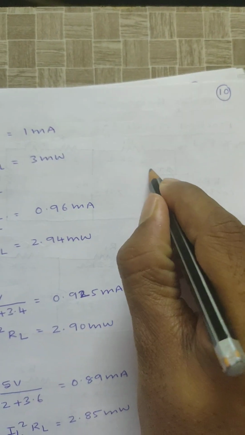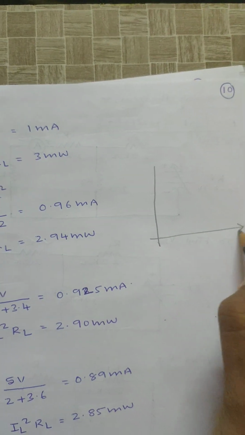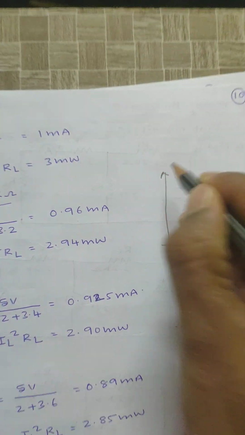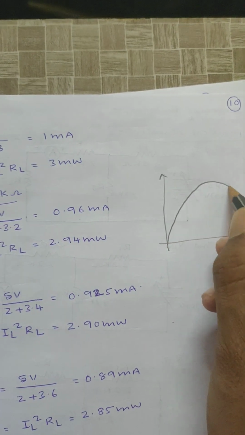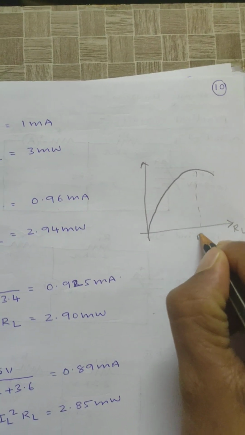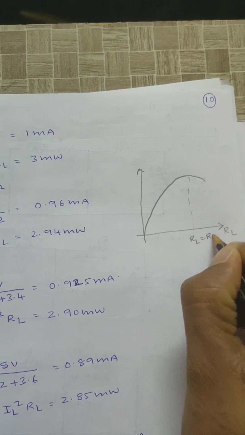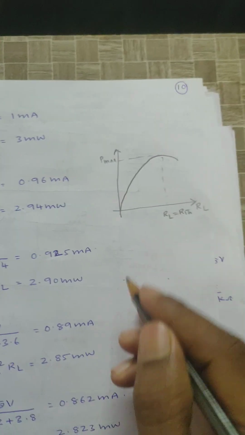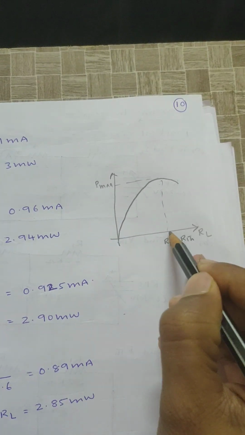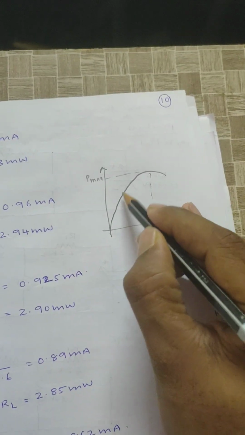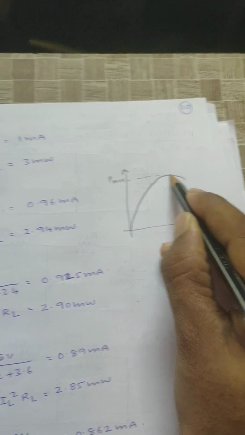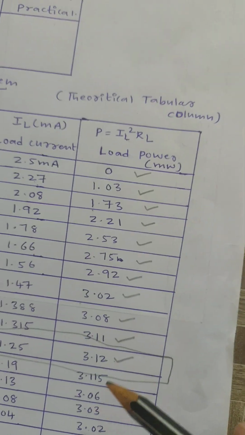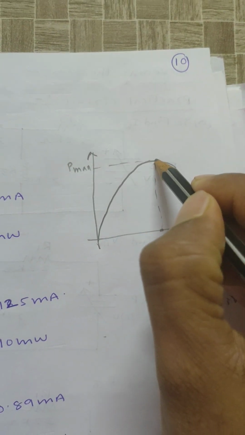That means if we draw the graph between load resistance RL versus power P, you will get the graph like this. When RL is equal to RTH, then only you will get the maximum power, P maximum. From RL equal to 0 up to RL equal to RTH, what happened? Power increases. When RTH is equal to RL, from these readings, then only we will get the maximum power. After that, power slightly reduces.